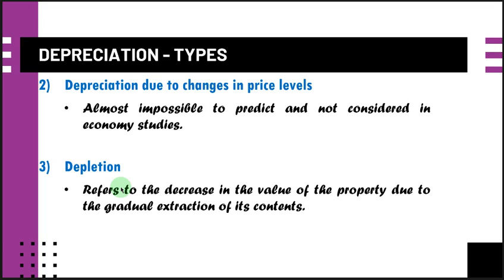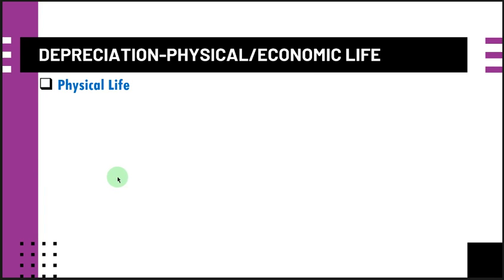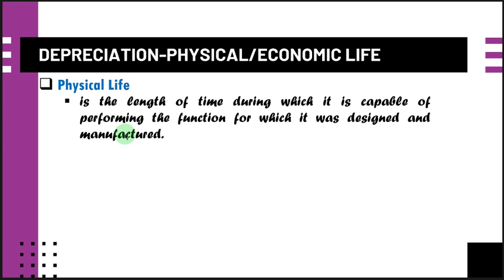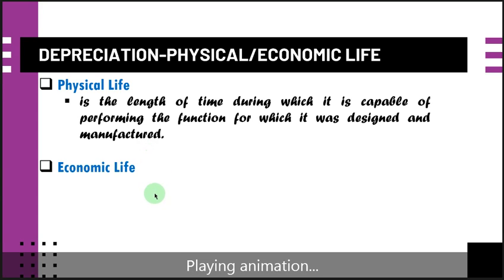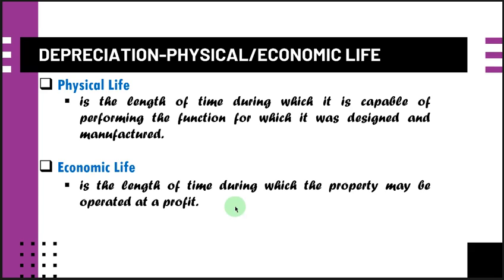So we have now this physical and economic life for this depreciation. For the physical life, by definition, it is the length of time during which it is capable of performing the function for which it was designed and manufactured. And how about for the economic life? By definition, it is the length of time during which the property may be operated at a profit. Take note, economic life is the length of time during which the property may be operated at a profit.